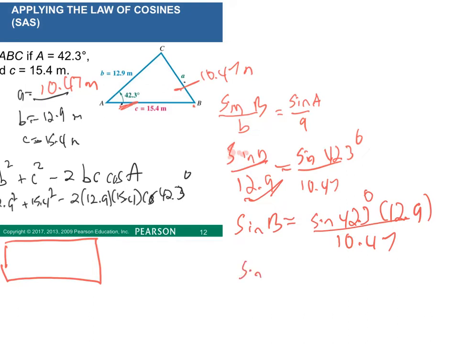So sine of B will be some value. Let's find out what that is. Go to your calculator, key that in, give me that number first. 0.8292.